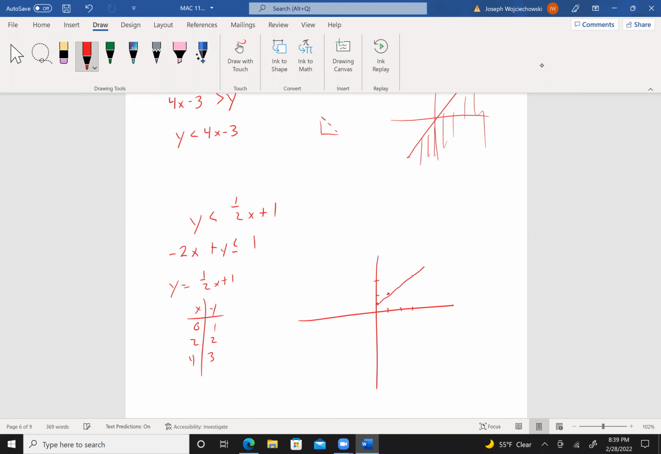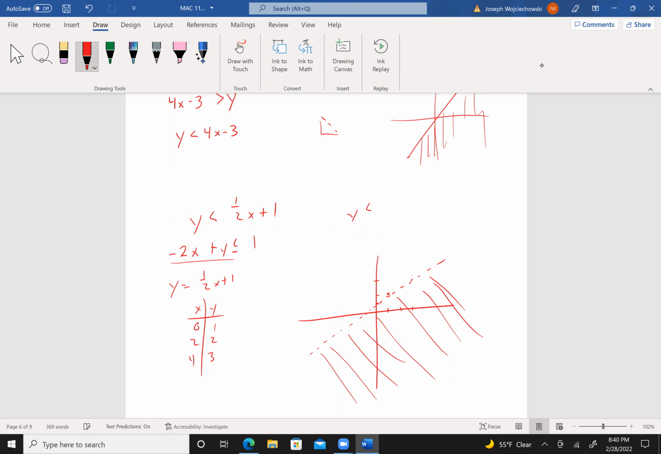Be careful. Dash line, dash line. Okay, here we can test 0, 0. Is 0 less than 0 plus 1? It is. So for this particular one, we're looking at this side.